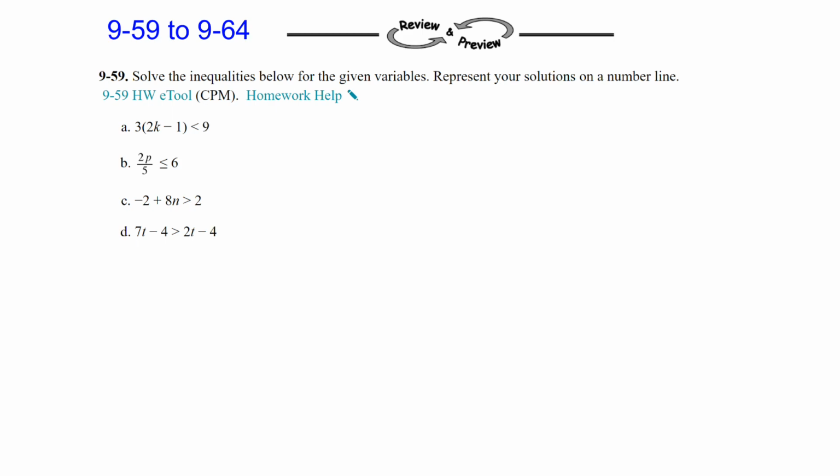Question 59, solve the inequalities below for the given variables. Represent your solutions on a number line. So let's go ahead and start with problem A. Now remember, when we start an inequality, we want to solve for the boundary point.